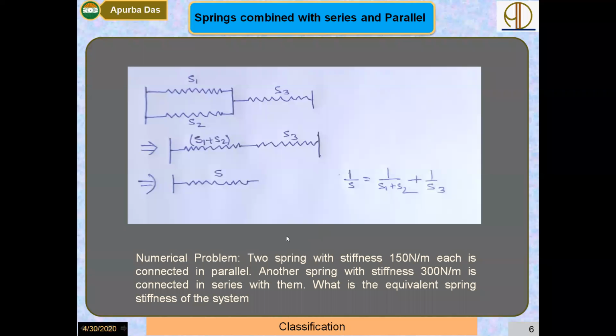Whenever you give the examination at 6 p.m., you will have a similar kind of question. Two springs with stiffness 150 each are connected in parallel. That means this and this is 150, and another spring of 300 is connected in series. So you have to find the equivalent stiffness. This is very easy. You can easily find it from this formula.